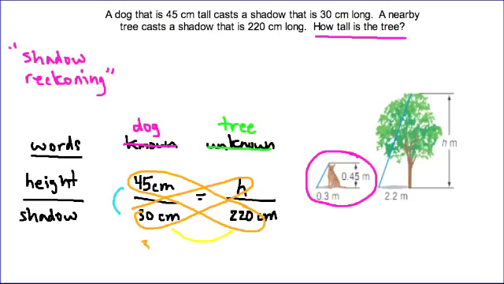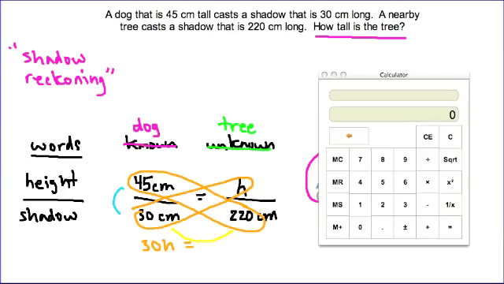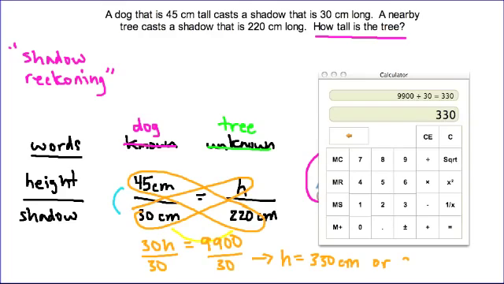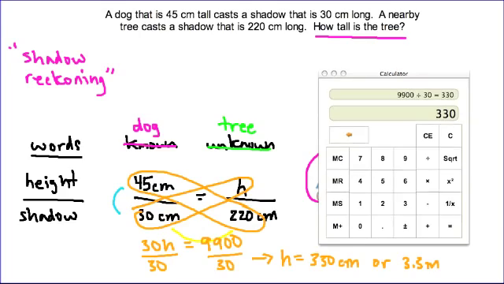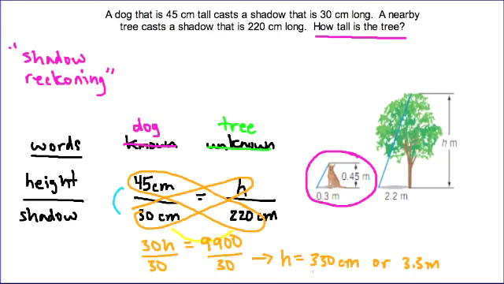30 times H is 30H, and 45 times 220, I do not know what that is, so let me bring in my calculator. So my calculator, I'm just going to go 45 times 220, and that equals 9,900. So 9,900, and divide both sides by 30. H equals 9,900 divided by 30 equals 330 centimeters, or 3.3 meters.